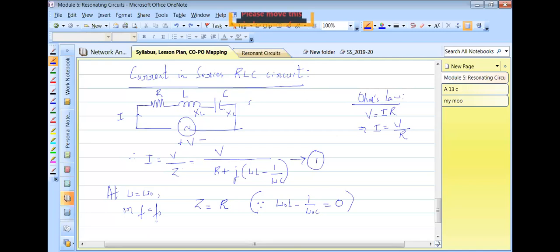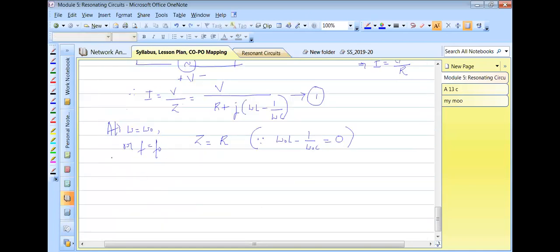Understand that? Therefore, at resonance, we can say I would become I naught, and that is written as V by R. Everybody understand this?